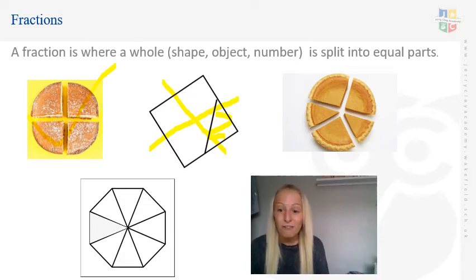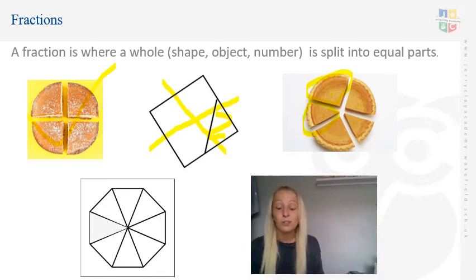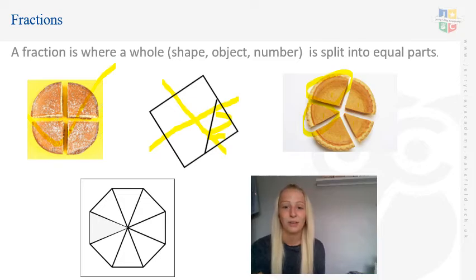This one does not represent a fraction because it is a whole pie, however, and it's been split into 1, 2, 3, 4, 5 parts. However, the parts are not equal, they're not the same. This part is a lot bigger than this smaller part, so as much as it's been split into parts, it's not equal, so it does not represent a fraction, so I can put a big cross through that one.